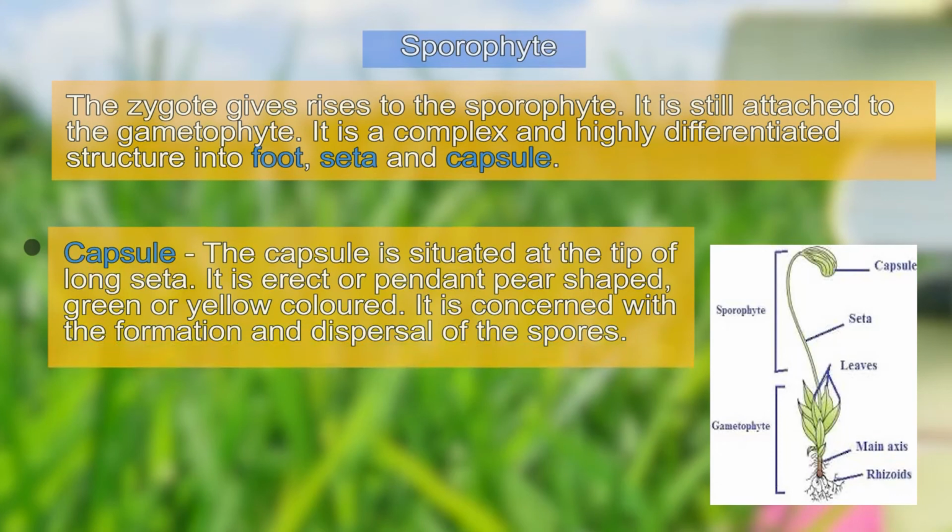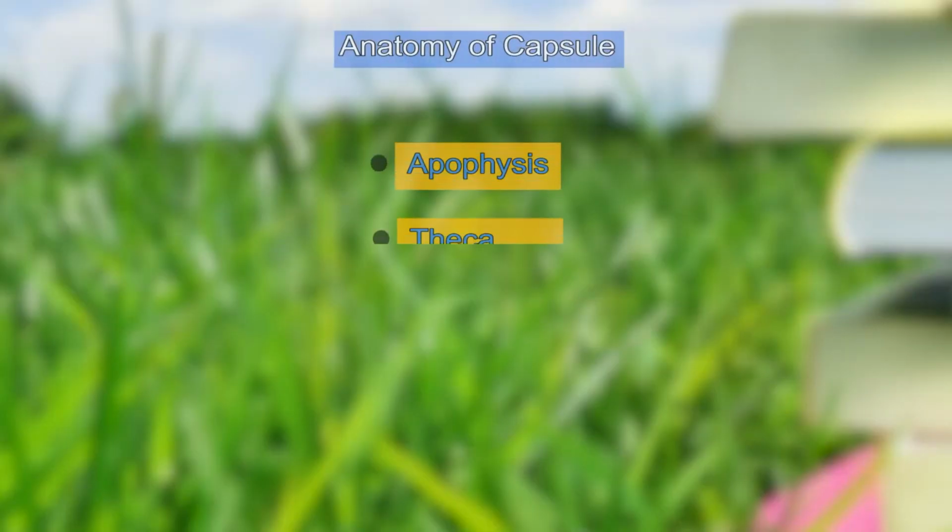Capsule: it is situated at the tip of the long seta. It is erect or pendant, pear-shaped, green or yellow in color. With maturation, moreover, it turns yellow. It is concerned with the formation and dispersal of the spores. So the capsule in case of Funaria is much more developed. It is again differentiated into 3 parts: apophysis, theca and operculum.